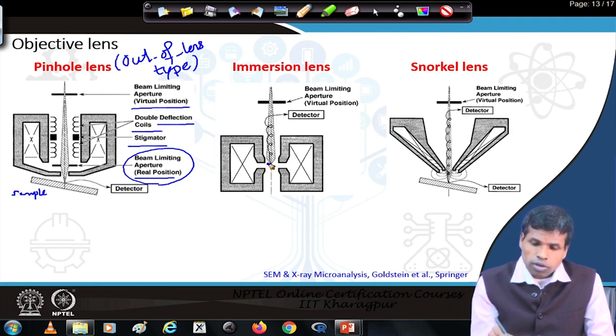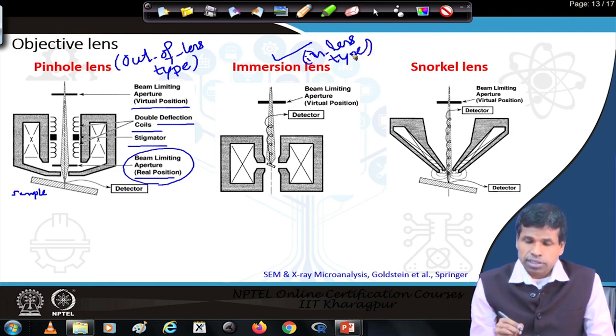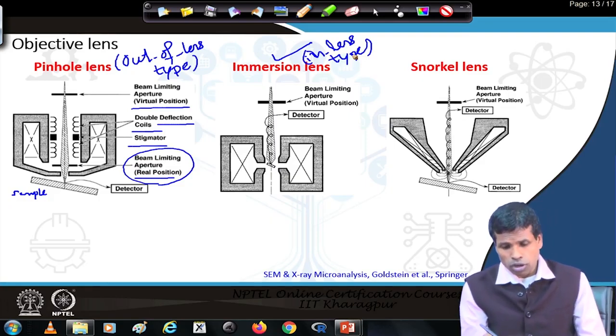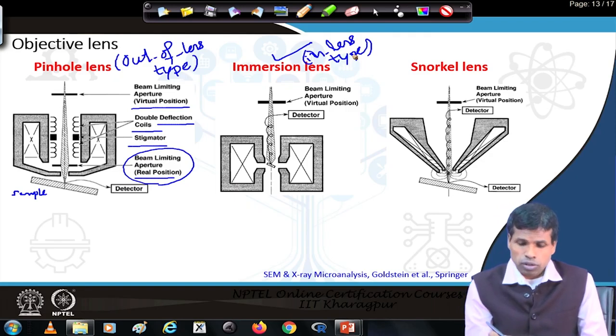So if you are looking for a high resolution image to see features or objects of size less than 1 nanometer, then you should prefer the immersion lens, that is called in lens type. But there is one disadvantage. If your sample is magnetic in nature, then it is preferred that you do not use the in lens type, because the sample's magnetic field will interact with the magnetic field of the lenses, and thereby it will distort the image. So for magnetic samples, we prefer not to use the immersion lens type objective lens.